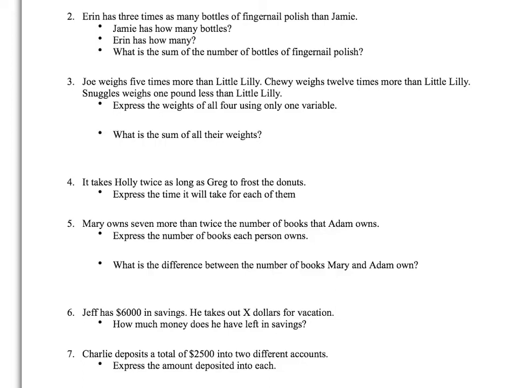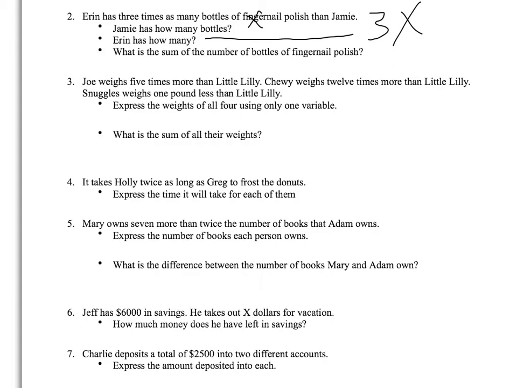So we're going to make our variable be Jamie. So how many bottles does Jamie have? We can say it's X. Now, if Aaron has 3 times as many as Jamie, and Jamie has X, we can say that Aaron has 3X. That is 3 times the number of bottles that Jamie has.